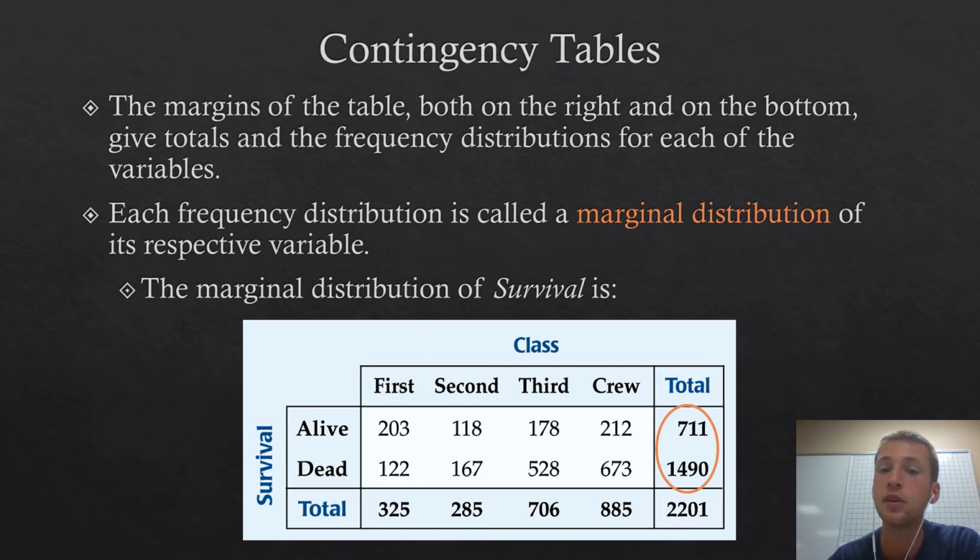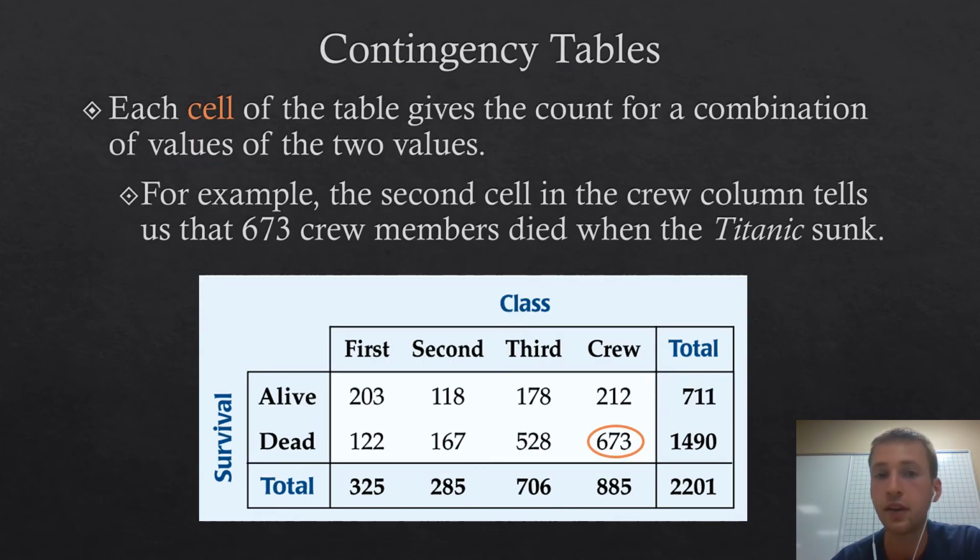So if I ask you to talk about the marginal distribution, I am only interested in the totals for the columns or totals for the rows. Also, when it comes to contingency tables, we have what are called cells, and each cell of the table gives the count for a combination of values for our two variables, okay?